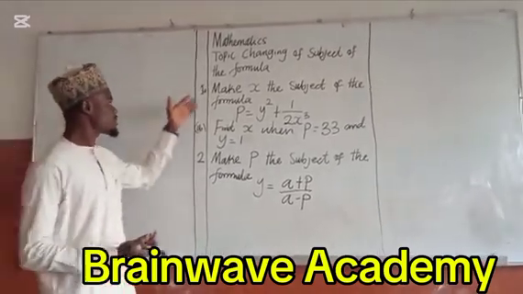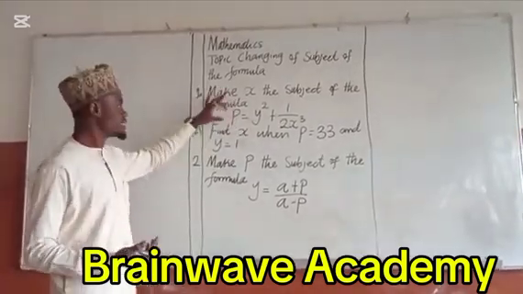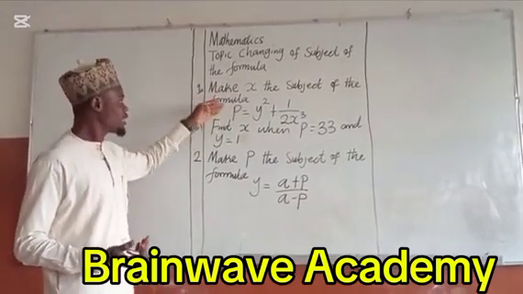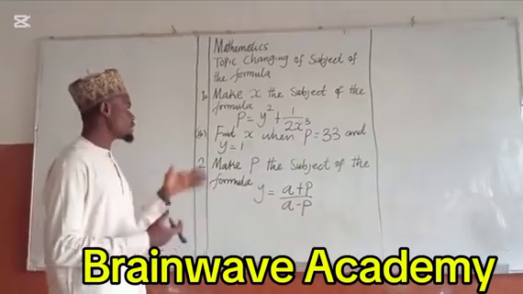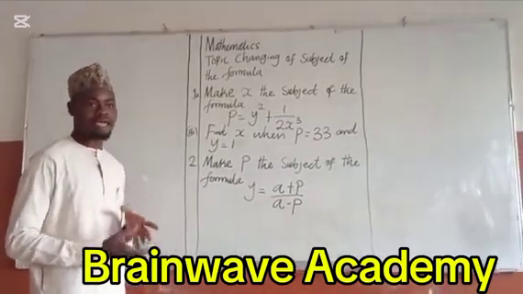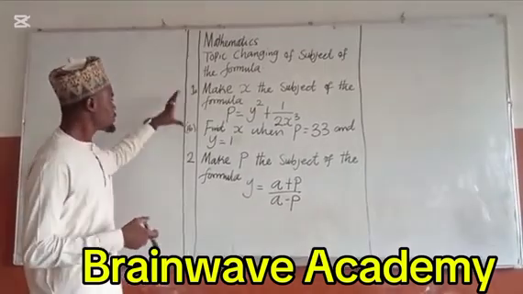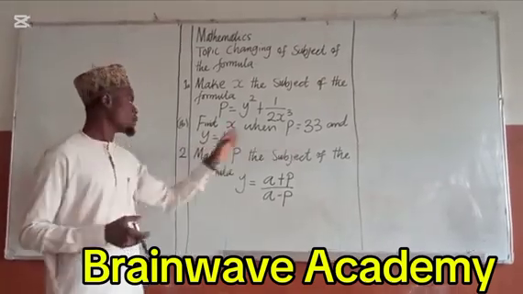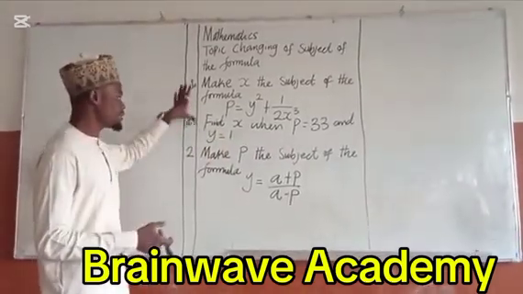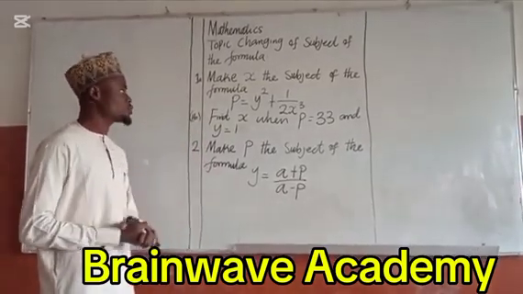The first question says to make S the subject of the formula, and this is the relationship given. The equation is comprised of P, Y, and X, but we are asked to find X. Make S the subject of the formula. That is the first question. For question B, we have: find S when P is equal to 33 and Y is equal to 1. That is the first question we're going to look at today. After that, we move to question 2.